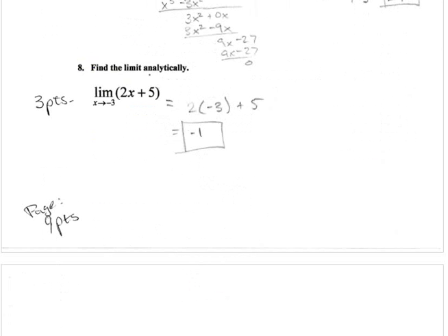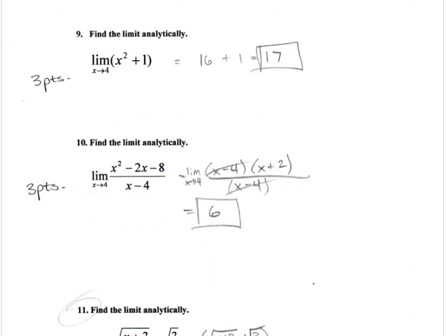Okay, find the limit analytically of 2x plus 5. So 2x plus 5, just a regular polynomial. Polynomials are continuous everywhere, so the limits are defined everywhere, so we can use direct substitution on this. So when we use direct substitution, this is 2 times negative 3 plus 5, which is negative 6 plus 5, which is negative 1.